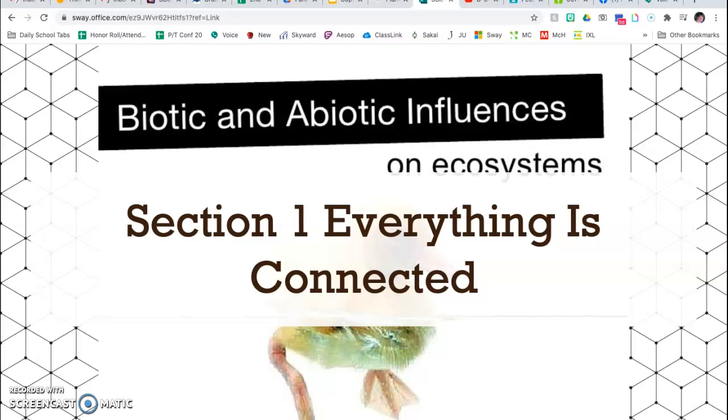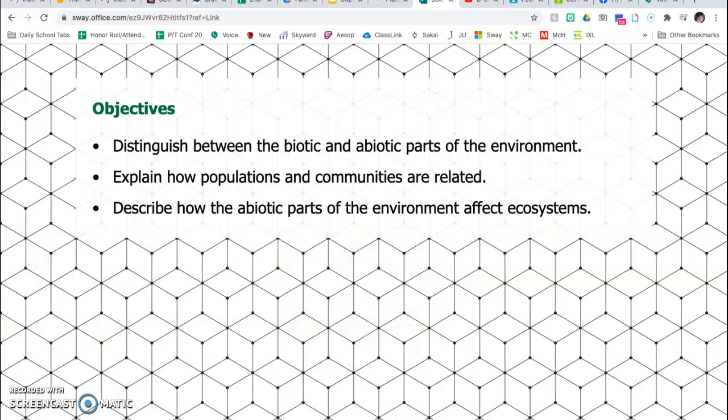All right, so Chapter 2, Lesson 1, Everything is Connected. We have 3 objectives today. By the end of the lesson, you should be able to distinguish between the biotic and abiotic parts of the environment, explain how populations and communities are related, and describe how abiotic parts of the environment affect ecosystems. Okay, you'll come back and watch this video.